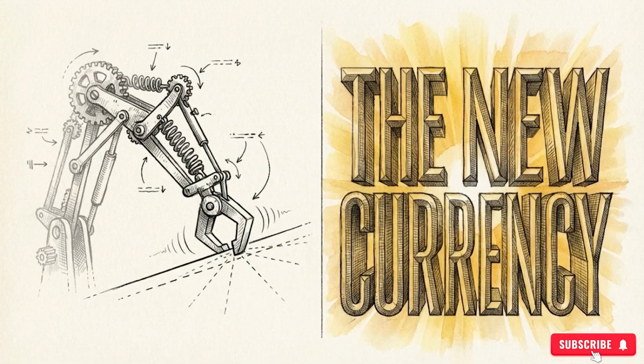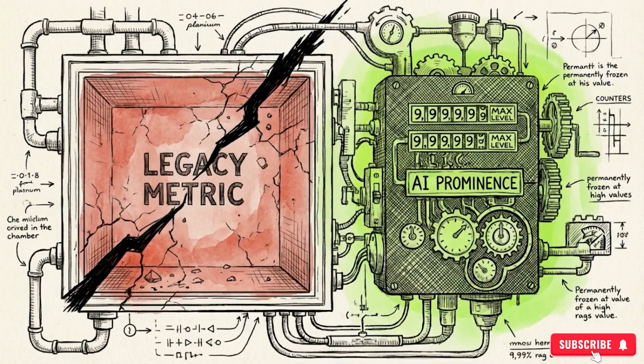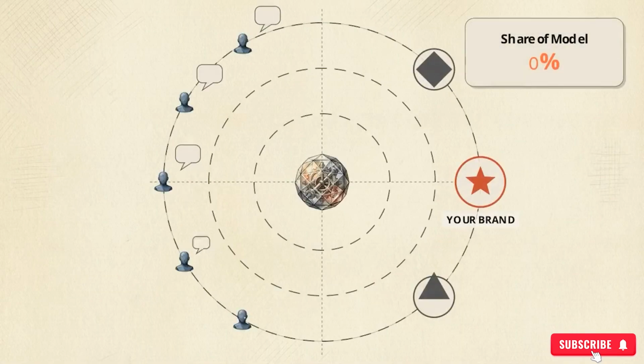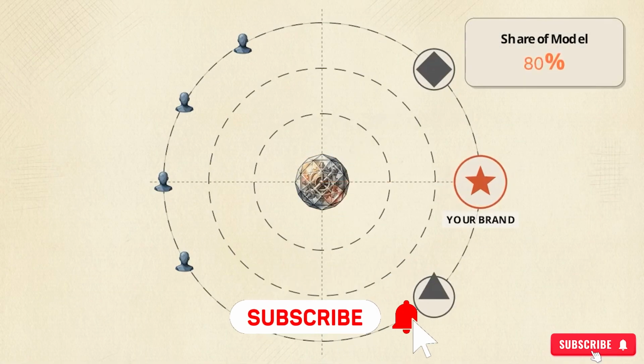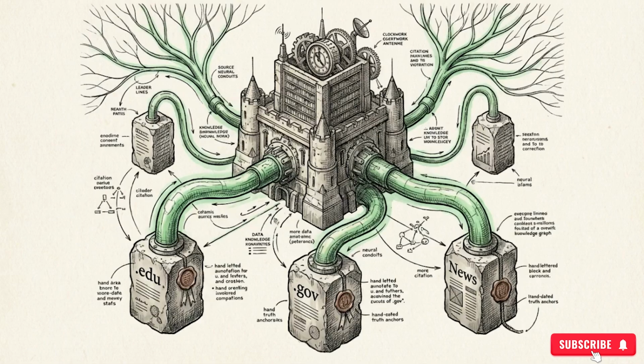The traditional PageRank economy relied on hyperlinks. It has been replaced by the citation economy. The primary success metric is no longer localized website visits. It is share of model. Share of model is a measurement of how often an AI mentions your brand in response to a specific category of prompts. Generative models train heavily on consensus.